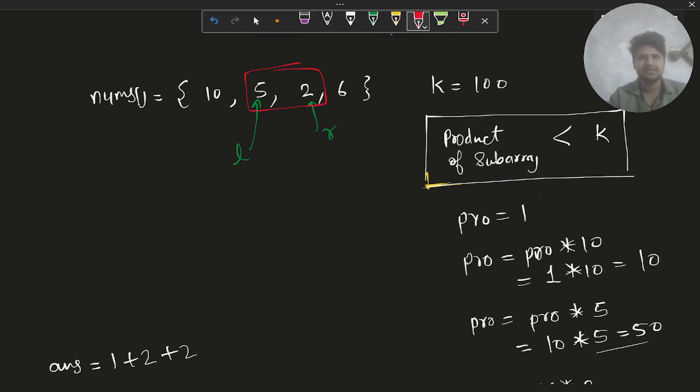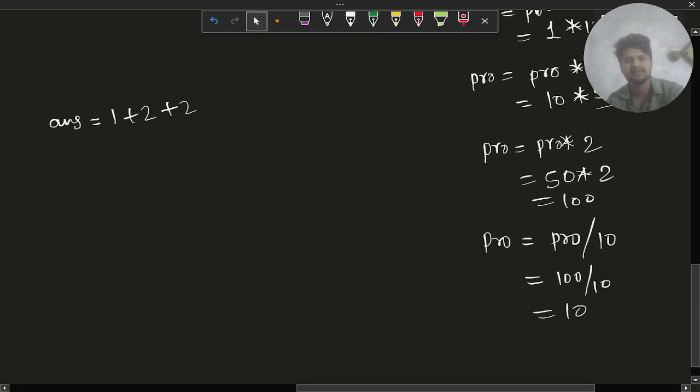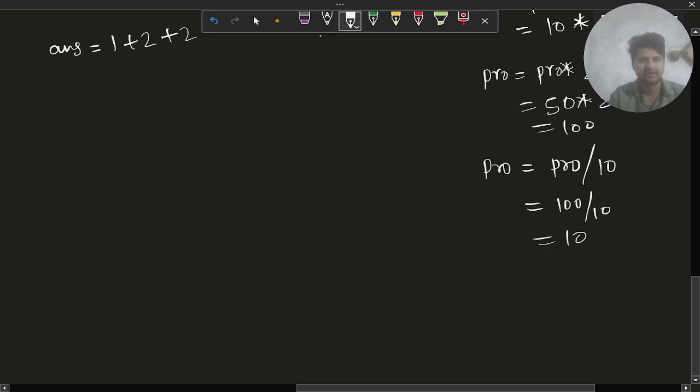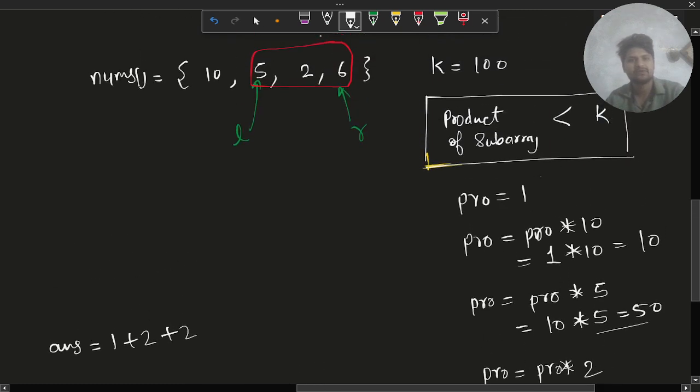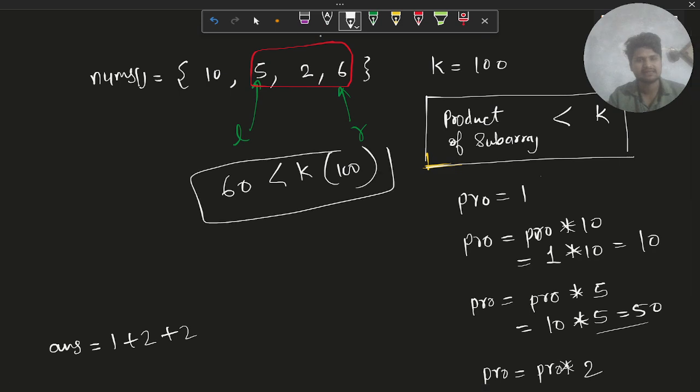Increasing the window means we have to increase the right pointer, and my right pointer is now pointing to this. Now we have added the element, so we have to multiply it into the product. So product equals my previous product times the current element we have added, which is 6. My previous product is 10, 10 times 6, you'll get 60. Now if you compare this 60 with k, k is 100. As you can see, this is also satisfying.